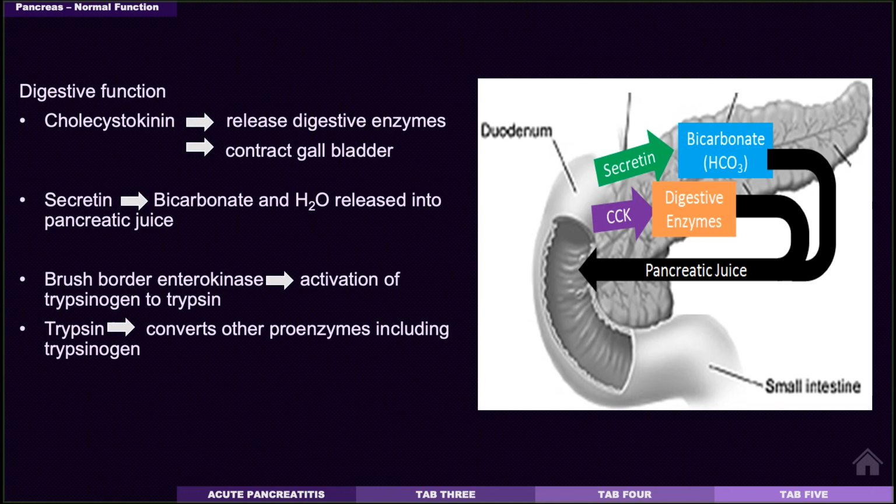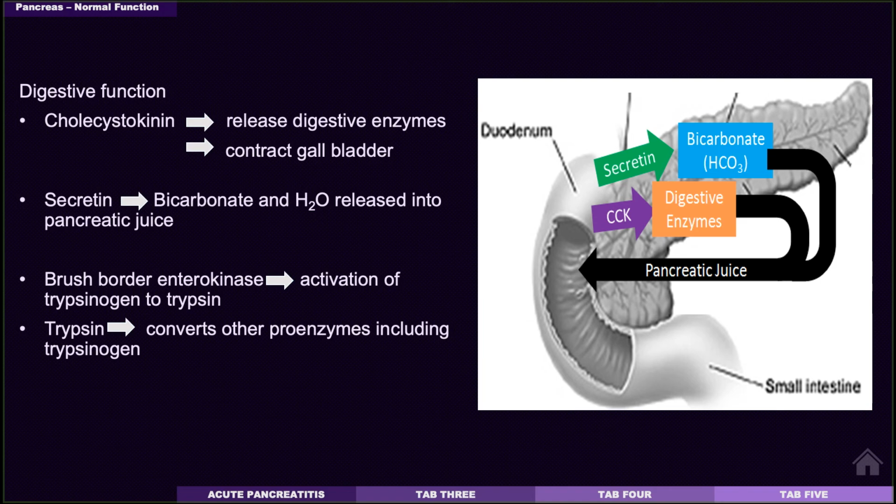The acidity of the chyme stimulates the release of secretin, also from the mucosal epithelial cells. The secretin then stimulates the release of bicarbonate and water from the pancreatic duct cells, as they are secreted into the pancreatic juice with the digestive enzymes. The importance of this is that the bicarbonate will help neutralize the acidic environment of the duodenum so that the digestive enzymes are not destroyed by the high acidity.